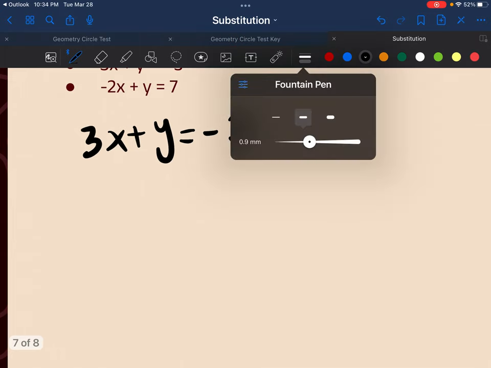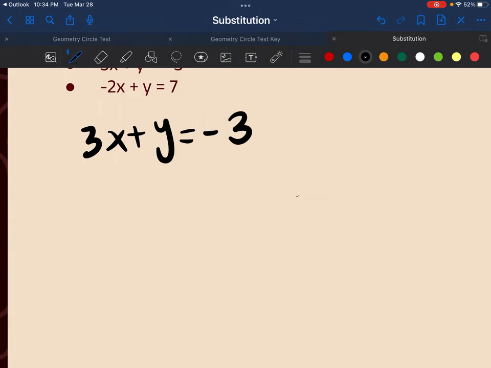And I need to either get x or y by itself. I'm going to be looking at the numbers in front of my x and y, and I'm going to determine which one will be easiest to get by itself. Here I have a 3 in front of my x, and here I have a 1 in front of my y. Since my y is already by itself, like it doesn't have a number in front of it, I'm going to say that y is going to be easier to get by itself. So we're going to do what we've been doing the past 2 days. We're going to get y by itself.